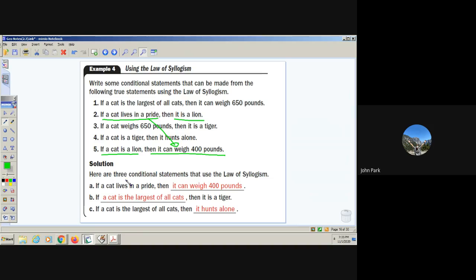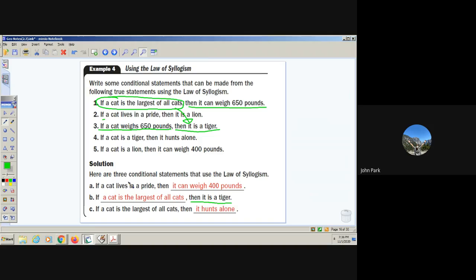Now the second one is going backwards, so that might be a little bit more tricky, but we are starting with, then it is a tiger. Notice, then it is a tiger is here. Then, if a cat weighs 650 pounds, look for that somewhere else. It's right here. So I'm making a jump from 650 pounds to conclude that it is a tiger. Well, then I can start with this: if a cat is the largest cat of all, then it weighs 650 pounds, but I can skip that to conclude that it is a tiger.